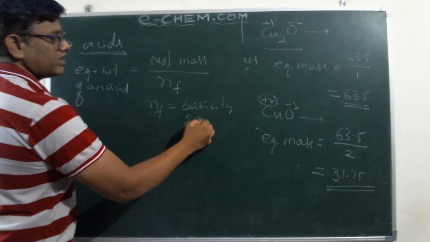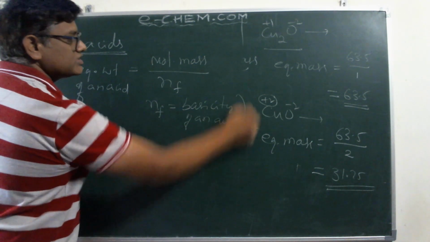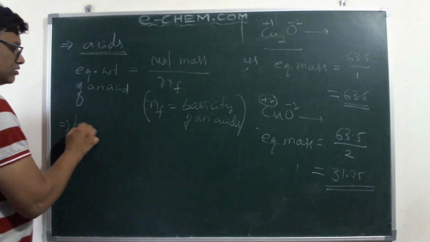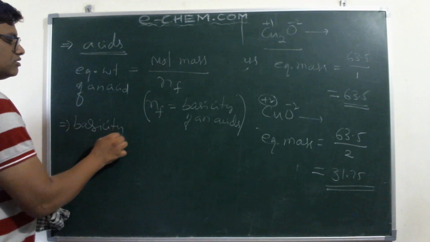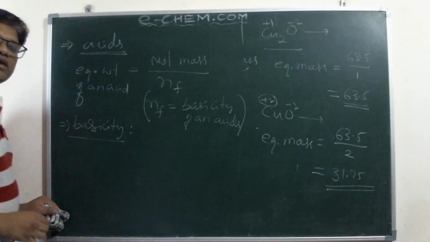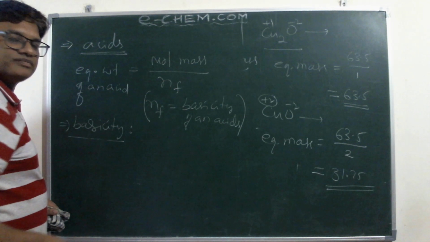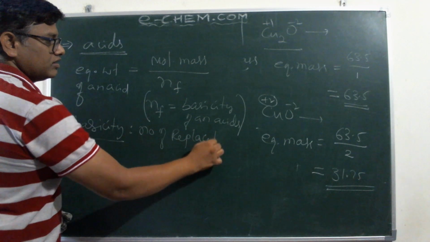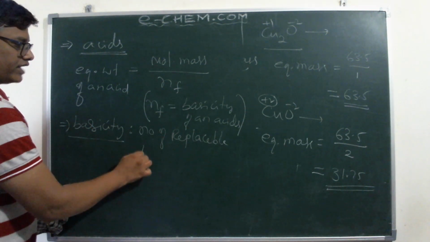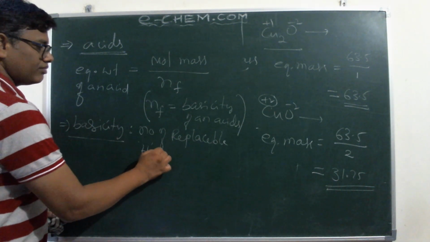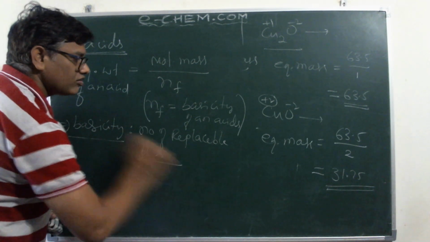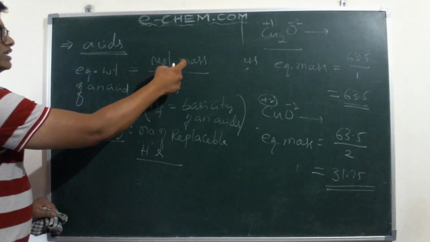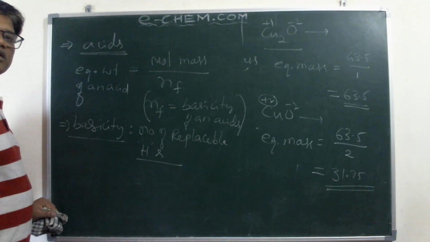Basicity of an acid. That is the n factor. Basicity, in the sense, is the number of replaceable hydrogens for the given acid. The number of replaceable hydrogens for the given composition could be taken as basicity. That is nothing but the n factor to be taken here to calculate equivalent mass for the given acid.